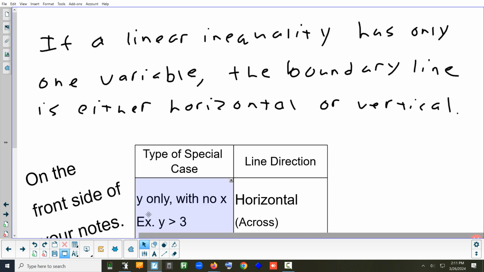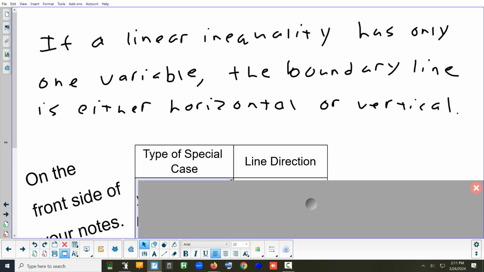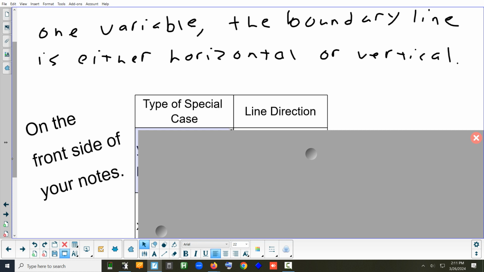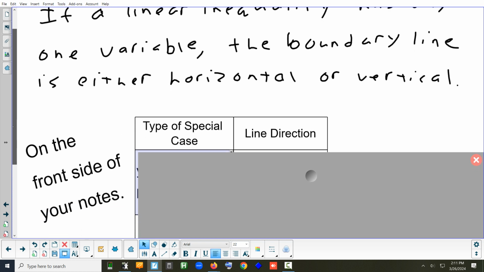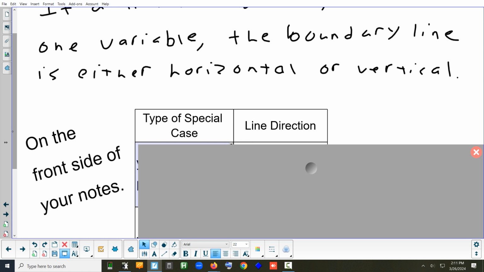Do we need to write that? This is on the front side of your notes, the box on the very bottom right. As for the one variable above it, you don't need to write it, as long as you remember that one variable is a special case.